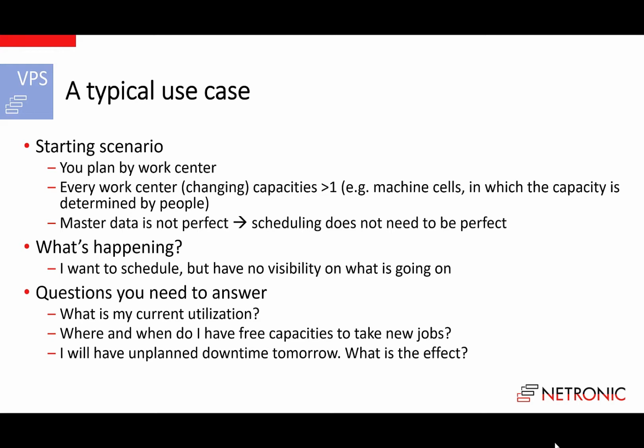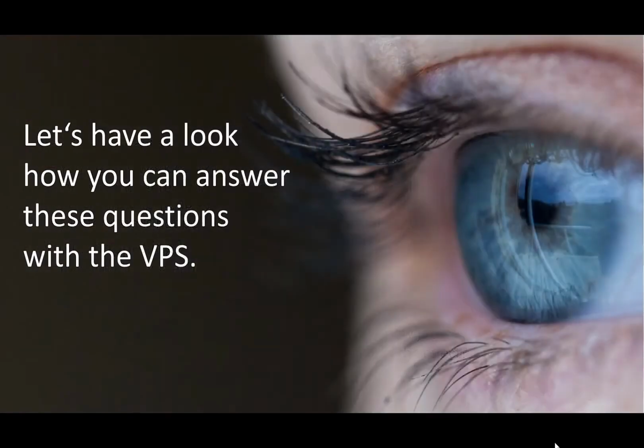All production schedule data are distributed in multiple Business Central tables, and it is really hard to impossible to understand the schedule at one glance. Although desperately needed, the following questions require a lot of work to get answered without a visual scheduler. What is my current utilization? Where and when do I have free capacities to take new jobs? I will have unplanned downtime tomorrow. What is the effect? So let's have a look at how you can answer these questions with the VPS.